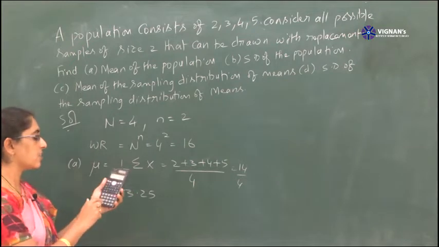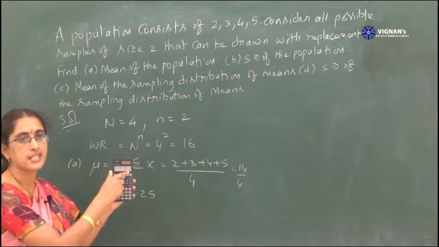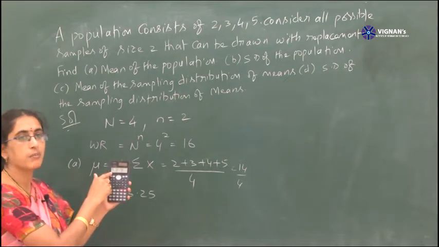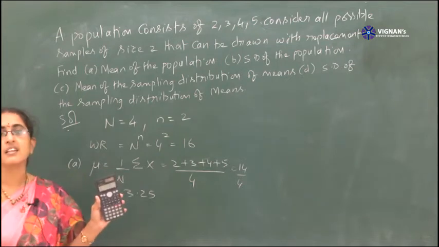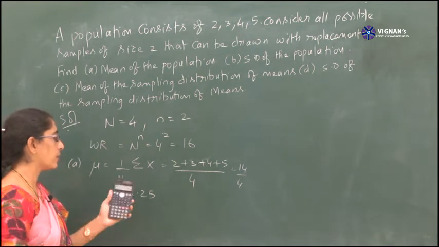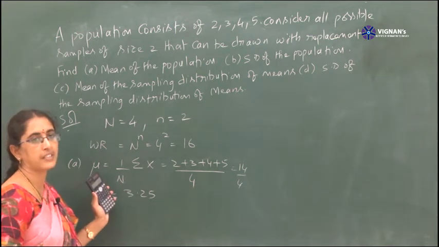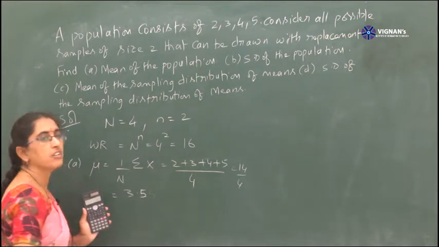Now if you press shift 2, here we have x bar, sigma x and capital Sx. Mean of the population is denoted by mu, but in the calculator it will take the values of the sample only. So press the option 1 equal to, so it is 3.5. So the mean of the population is 3.5.